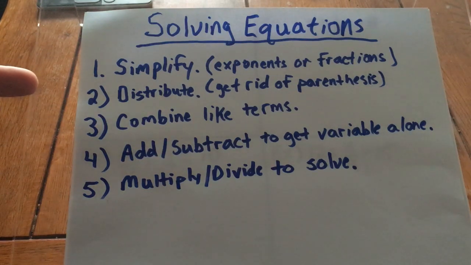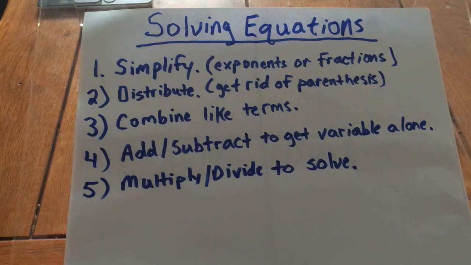The second step, we want to distribute. And what I mean by that word is we want to get rid of the parentheses. There is a property in math called the distributive property, and that is where we take what's outside of a parentheses and we'll distribute it to everything inside the parentheses by multiplying.